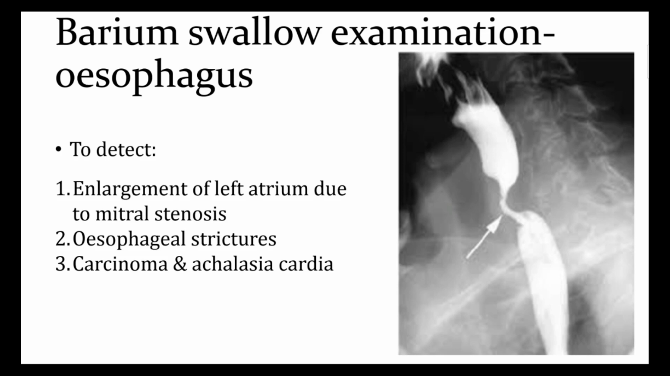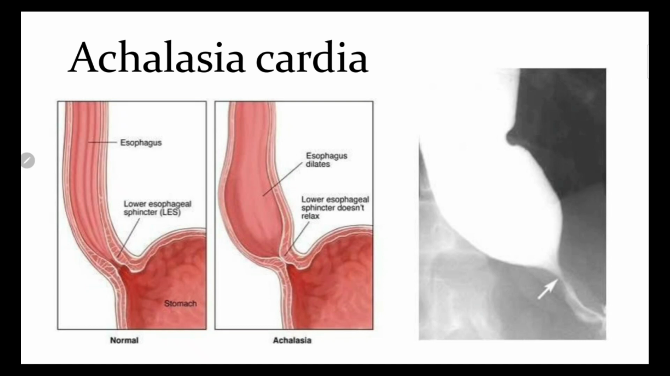Next is the barium swallow examination of the esophagus. It is performed to detect the enlargement of the left atrium due to mitral stenosis, or esophageal strictures and carcinoma, and achalasia cardia. What is achalasia cardia? Achalasia cardia is a clinical condition in which the sphincter at the lower end of the esophagus fails to relax when the food is swallowed. As a result, the food accumulates in the esophagus and its regurgitation occurs.